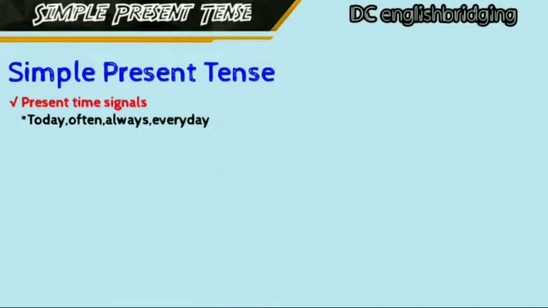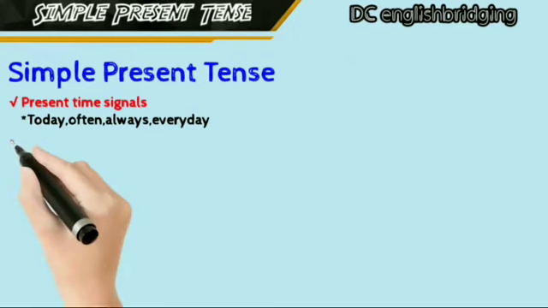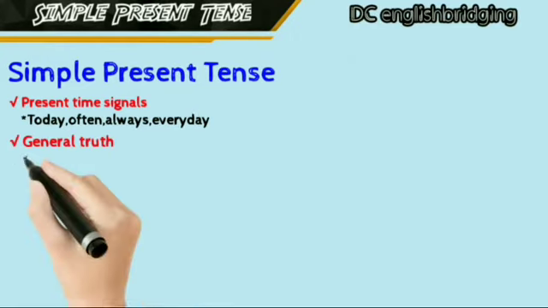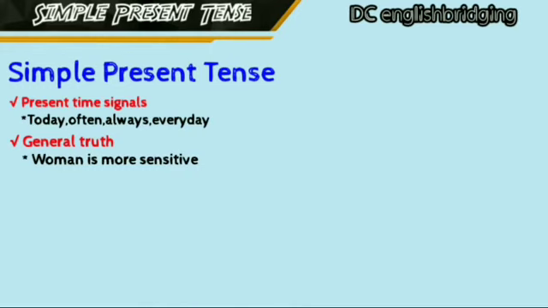Simple present tense is always used, first, with a present time signal. You find today, often, always, every day in the sentence. So it is the signal for simple present tense. And the second, general truth.